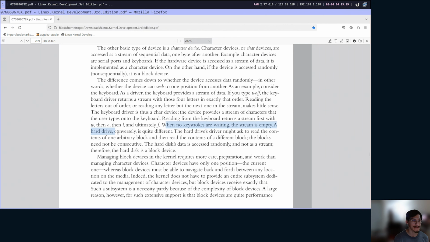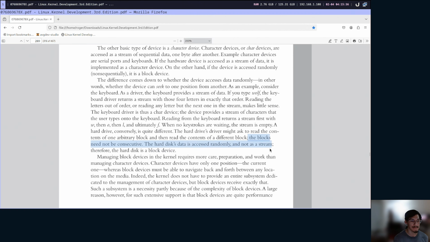A hard drive, conversely, is quite different. The hard drive's driver might ask to read the contents of one arbitrary block and then read the contents of a different block. The blocks need not be consecutive. The hard disk's data is accessed randomly and not as a stream. Therefore, the hard disk is a block device.